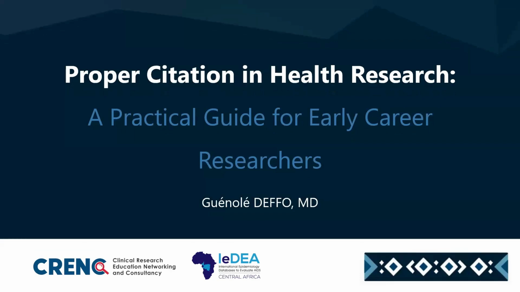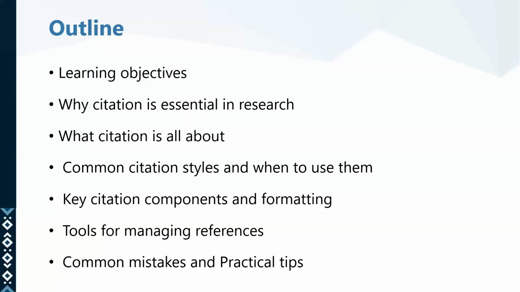In this presentation, we will adopt the following outline. Starting from the learning objective, we will see why citation is essential in research, and then we'll also see what citation is all about, and we jump into the common citation styles and when to use them. Also, we look at the key components of citation. We enumerate the different tools used to manage references, and we finish with common mistakes and practical tips for early career researchers.